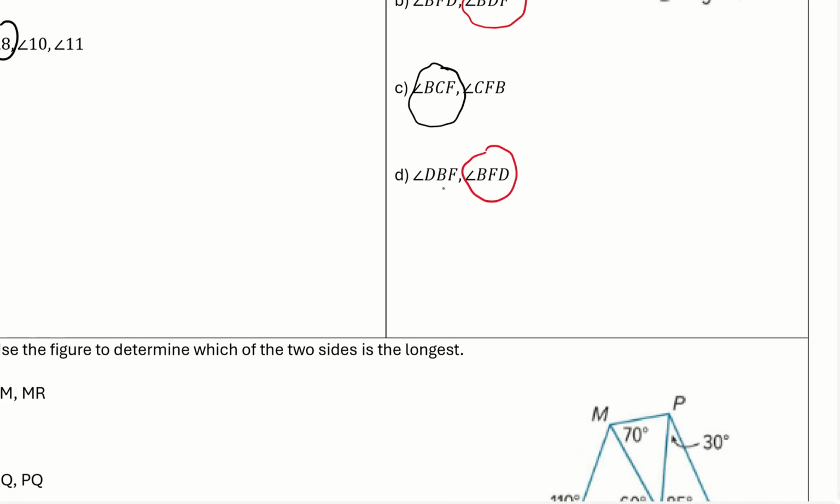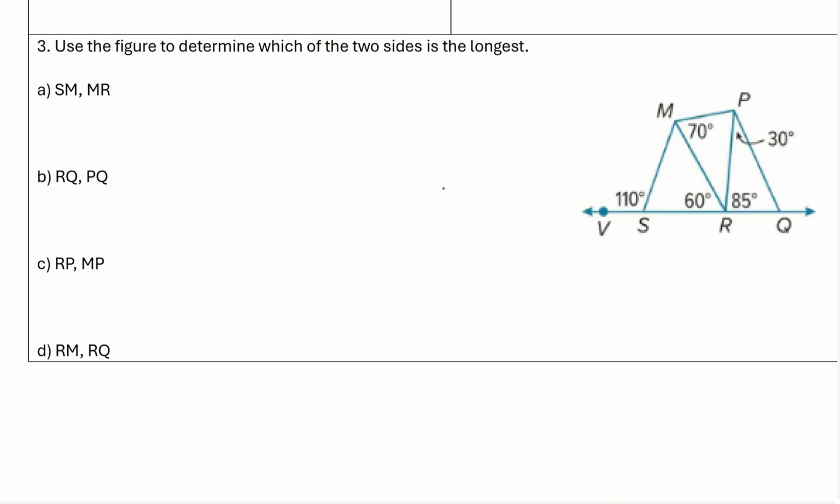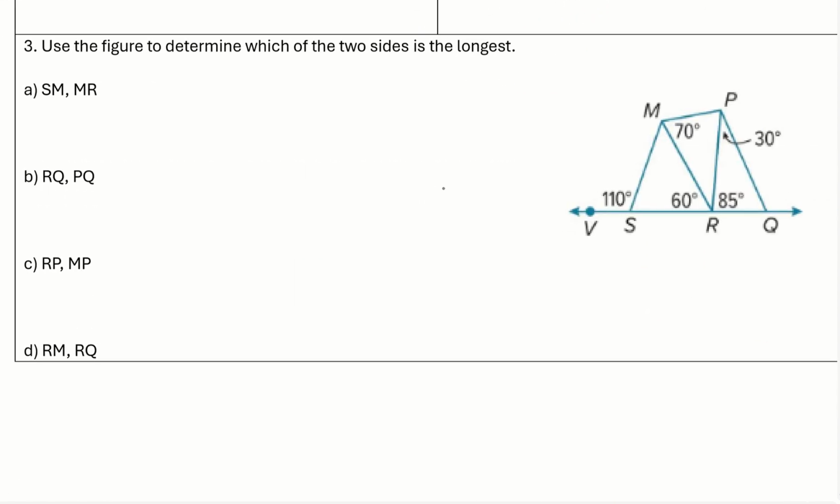All right, hopefully that made sense. Number 3, use the figure to determine which of the sides is the longest. Kind of similar to what we did before, but this time we're looking at sides. So SM, compare that to MR. The angle opposite to MR is this angle. And the angle opposite to SM is that angle.